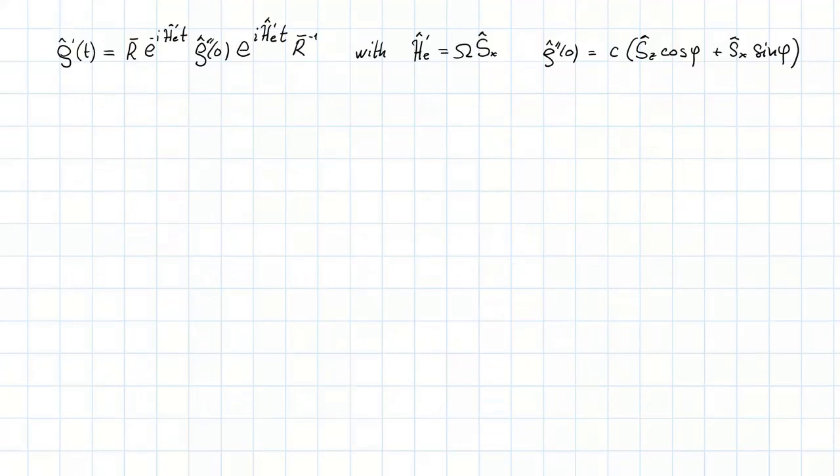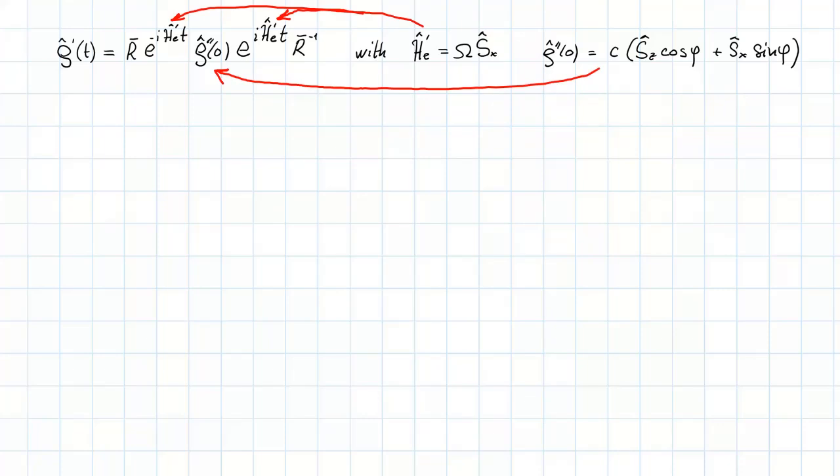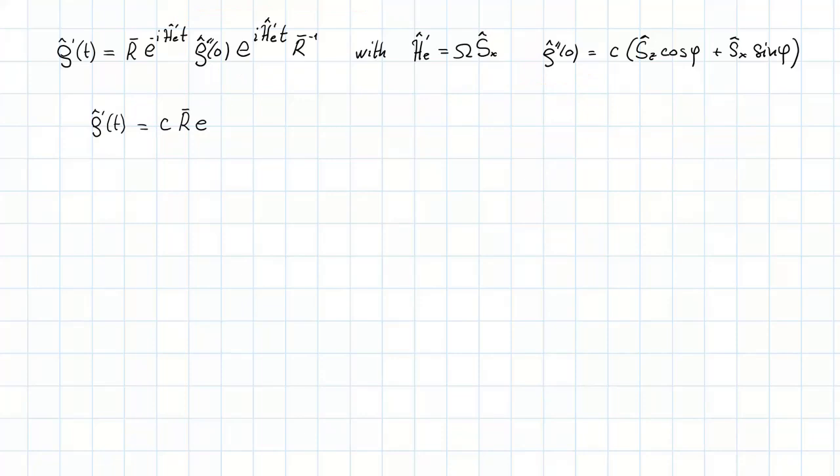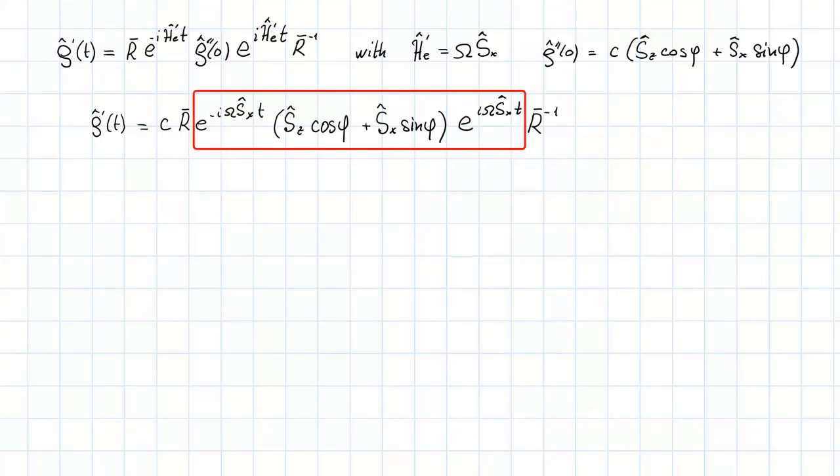Okay, we have expressions for rho prime of t, He prime, and rho double prime of 0. Now, I will insert He prime and rho double prime of 0 into the expression for rho prime of t. This gives me the following expression. I will start with the calculation of this part.